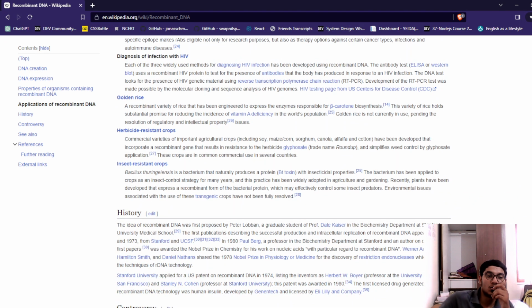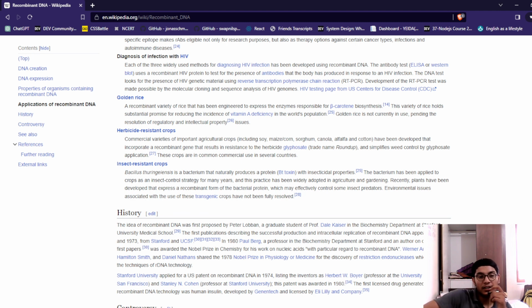Herbicide resistant crops and insect resistant crops. Bacillus thuringiensis is a bacterium that naturally produces a protein with insecticidal properties. The bacterium has been applied to crops as an insect control strategy for many years. This practice has been widely adopted in agriculture and gardening. Recently, the plant has been developed to express the bacterial protein in a recombinant form, which has effectively controlled some insect predators. Some issues associated with the use of the transgenic crops have been fully resolved.